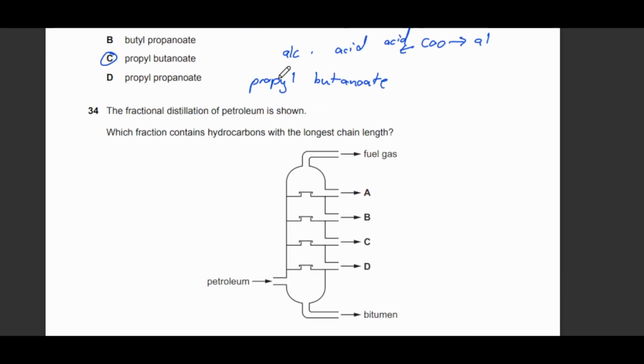34. Fractional distillation of petroleum is shown. Which fraction contains hydrocarbons with the longest chain length? So, how do you know? Longest chain length means highest boiling point, right? Since you have more molecules, the boiling point will automatically be higher because you need more energy to break every single bond, right? So therefore, you'll have the longest chain at the very bottom. Because in the fractional distillation column, yeah, separating all of these by their boiling points, right? So the answer is D. Because at the bottom, you'll have the highest BP.